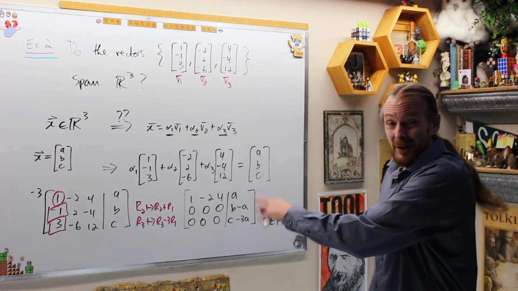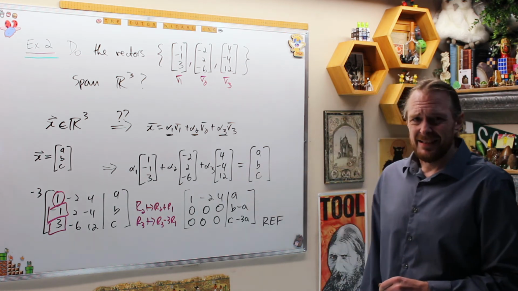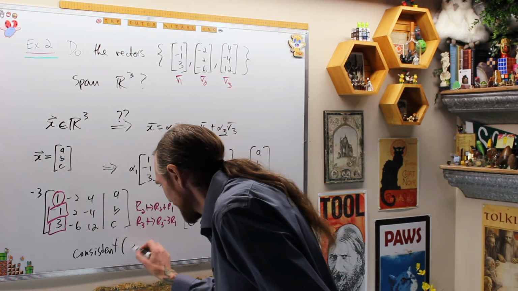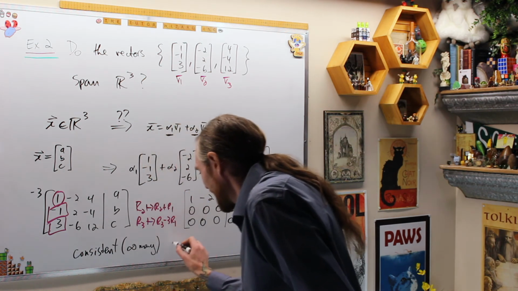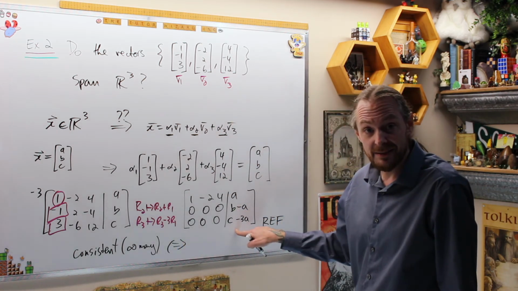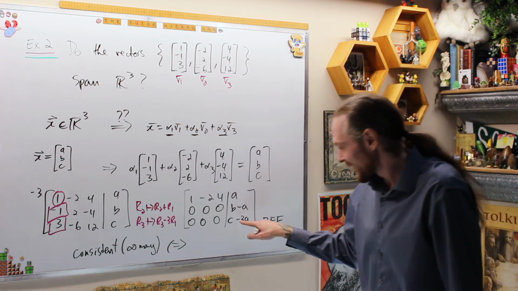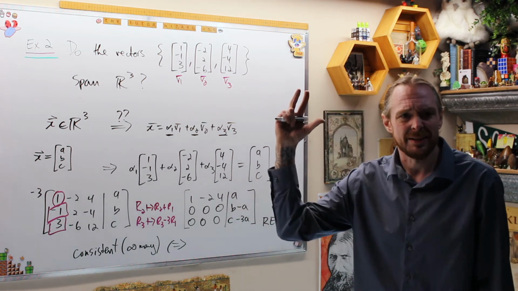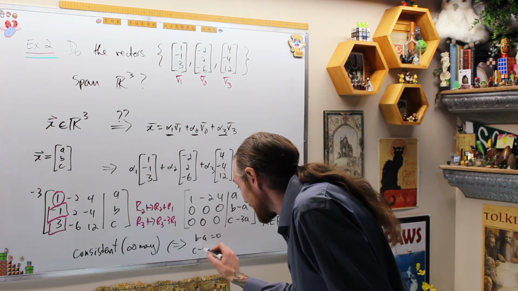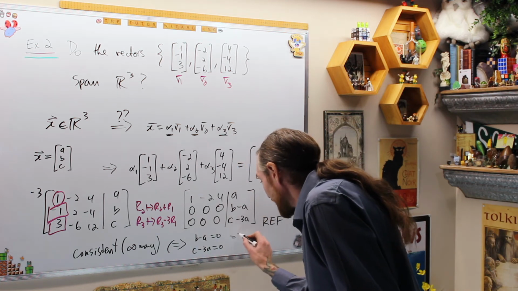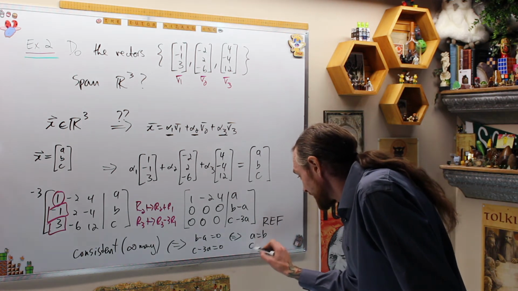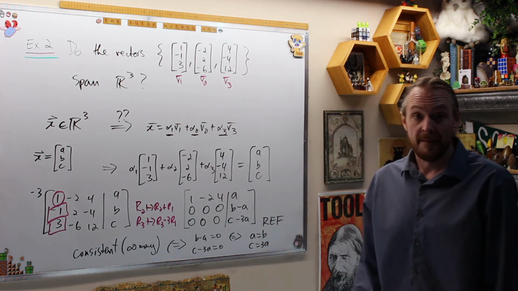But in this scenario, when am I going to get consistency? This is consistent, so has infinitely many solutions, if and only if what? This has to be 0 and this has to be 0 to get rows of zeros. Otherwise this says non-zero equals 0, which is a contradiction. So the only way I can have that is if b minus a equals 0 and if c minus 3a equals 0. And if you rearrange that a little bit, what that says is a has to equal b and c has to equal 3a.